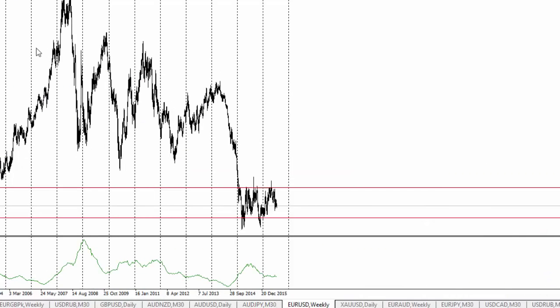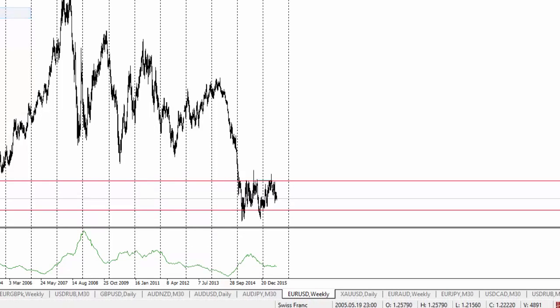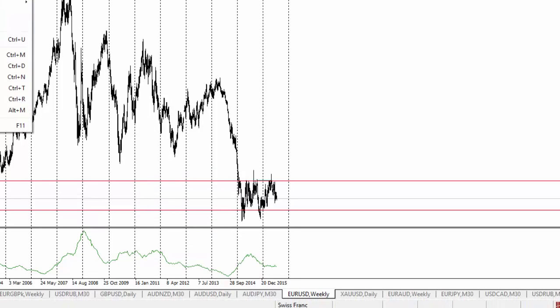Okay, let's pick for example Euro versus American dollar. I have here a weekly chart. Let's switch to the 4-hour chart.